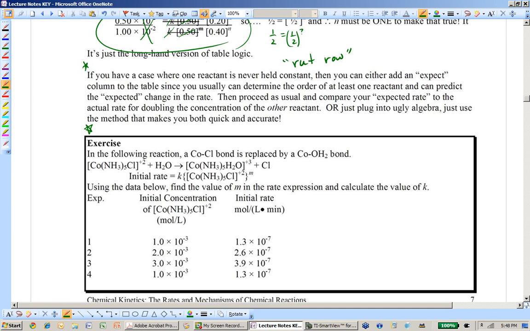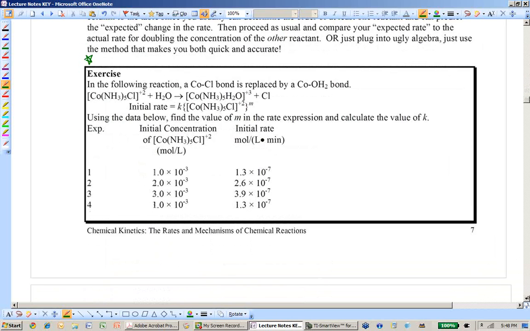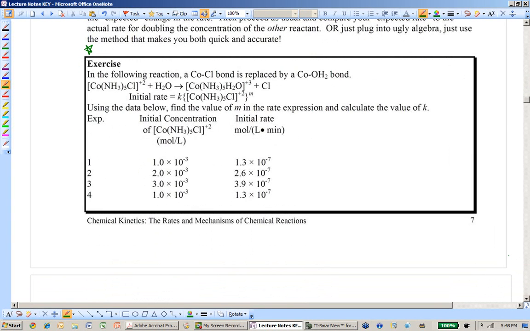Or you could just plug into ugly algebra. Just use the method that makes the most sense to you. You just got to be quick and accurate. So if you're prone to algebra mistakes, table logic is probably the way to go. If you love algebra and you are fast as lightning at it, then that's the way you should go.